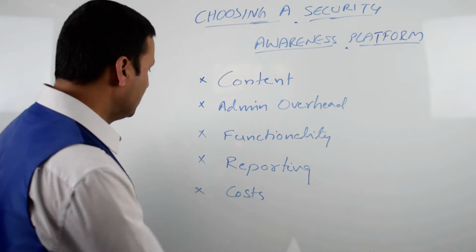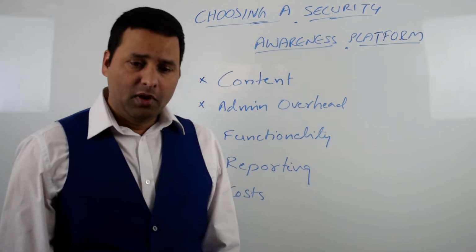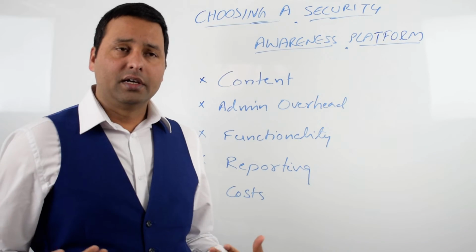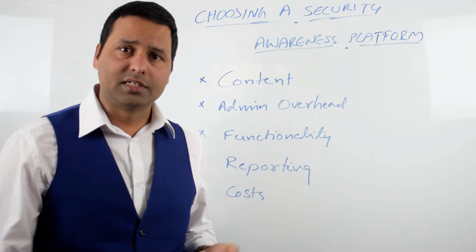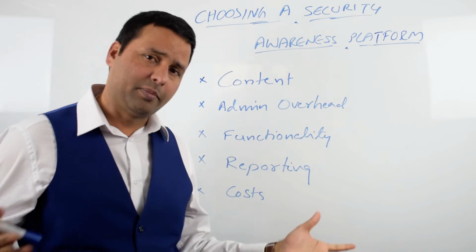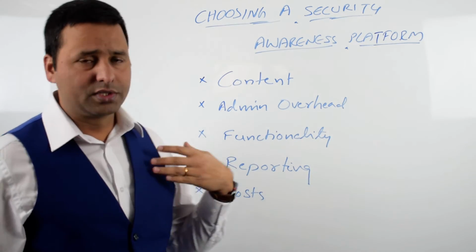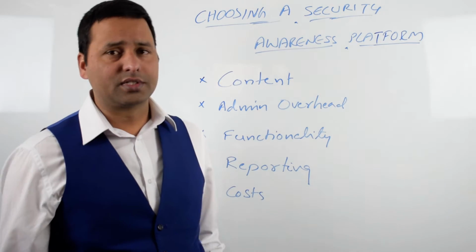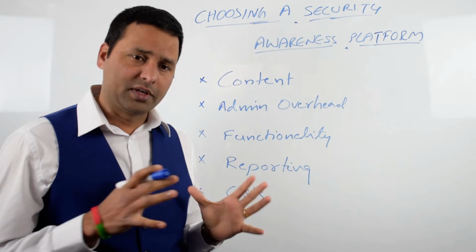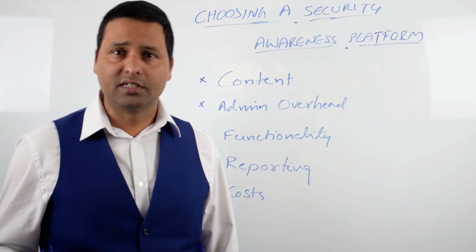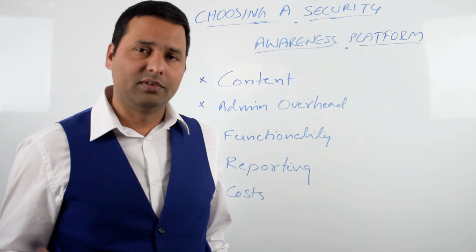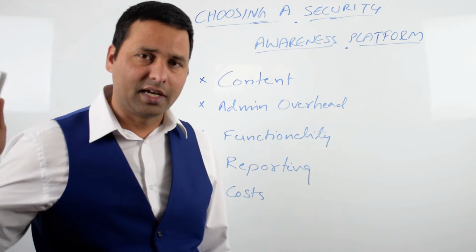Another thing is reporting. How granular can the reporting be? Can you produce reports by location, by department? Can you compare them? Can you see who started the course and who hasn't? Can you see how long a person took to finish a one-hour course? Did it take 5 minutes? Did it take 2 hours? 5 minutes means you just kept clicking next.